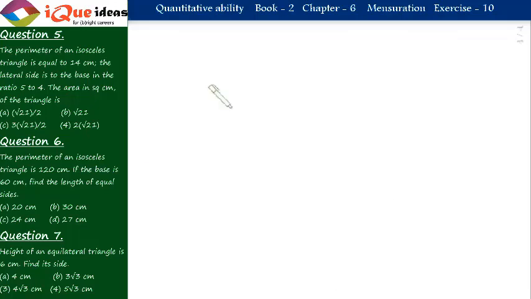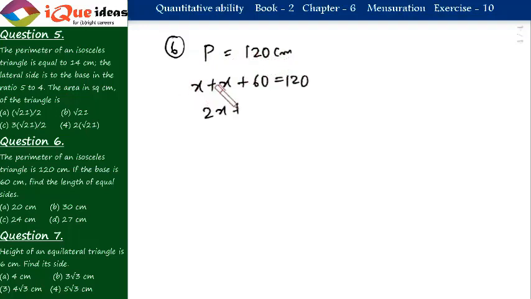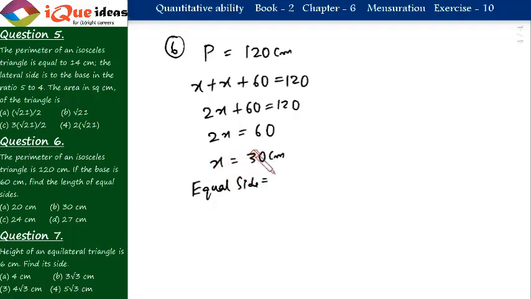Now let's take up the next question, question number 6. Now this question seems to be wrong. I'll tell you why. First, let's solve it. Perimeter is given 120 centimeters and it says an isosceles triangle. So two sides are x and the third side is 60 centimeter given. So it is equal to 120. So from here we get 2x plus 60 is equal to 120. So we have 2x is equal to 60 and x is equal to 30 centimeter. So the equal sides are very clearly equal to 30 centimeter.